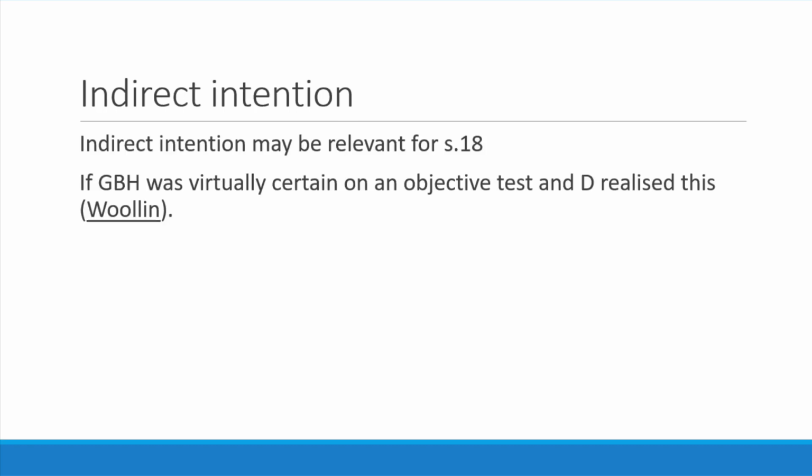Indirect intention may be considered for section 18, and this is the Woollin test, the two-part test. So really serious harm must be virtually certain to a reasonable person, that's an objective test, and the defendant must realise it, which is the subjective part. I don't think you need to use that here, as the direct intention to cause really serious harm is pretty clear.